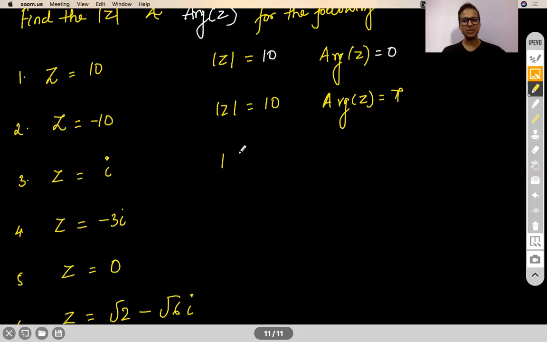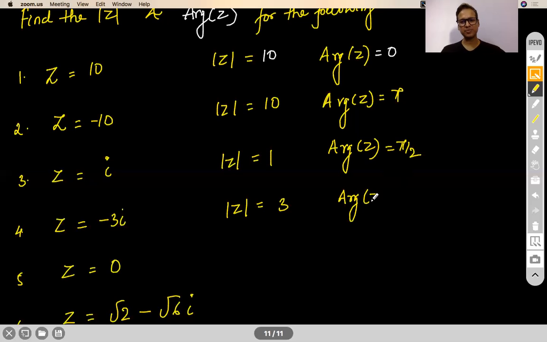Okay, third one, very good, Madhav. 1 and pi by 2, excellent. Fourth one, 3 and minus pi by 2, very good.